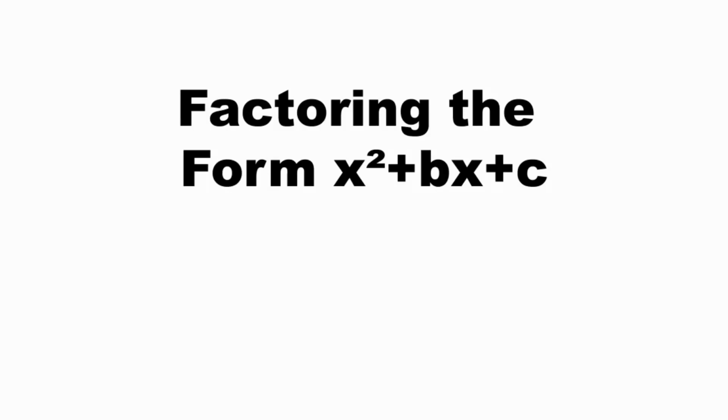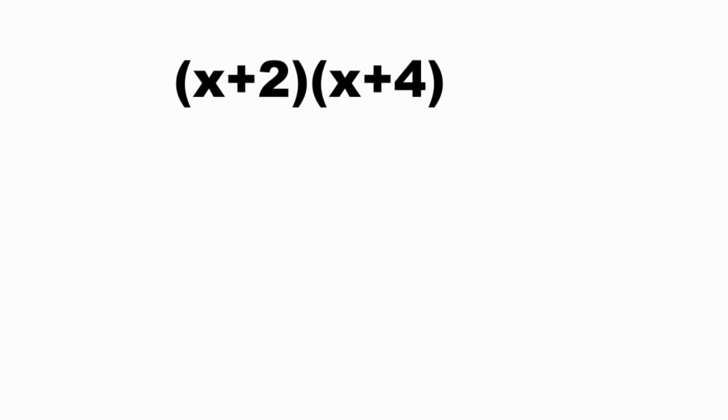Our topic for today is factoring the form x squared plus bx plus c, provided that this trinomial square is factorable by two binomials. So from the FOIL example, we have quantity x plus 2 times quantity x plus 4.